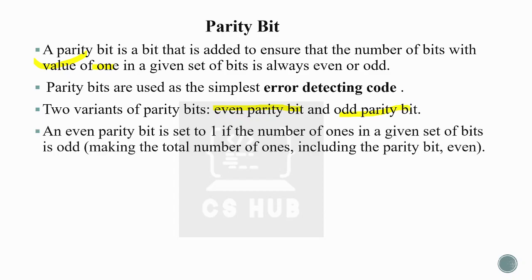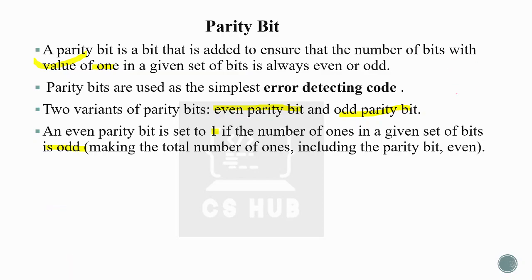An even parity bit. Listen, this point is very important. An even parity bit is set to 1 if the number of ones in a given set of bits is odd. We are given a digital code containing a sequence of zeros and ones. In that code, if the number of ones is odd, then the parity bit is set to 1 in case of even parity, which means the total number of ones will be even.